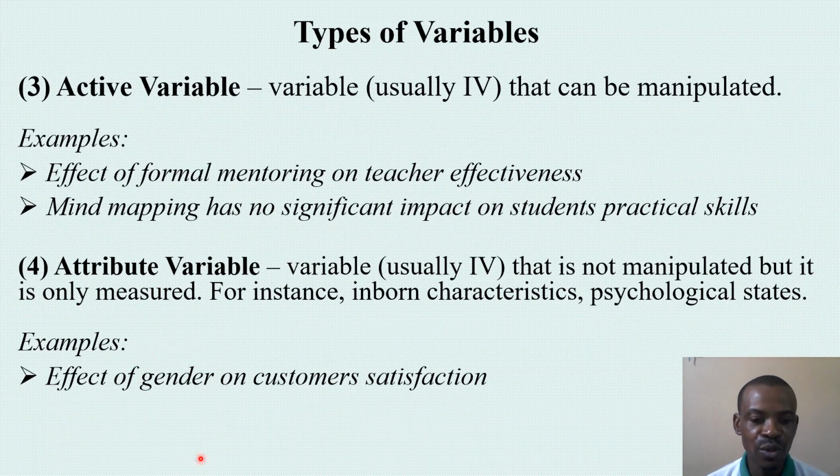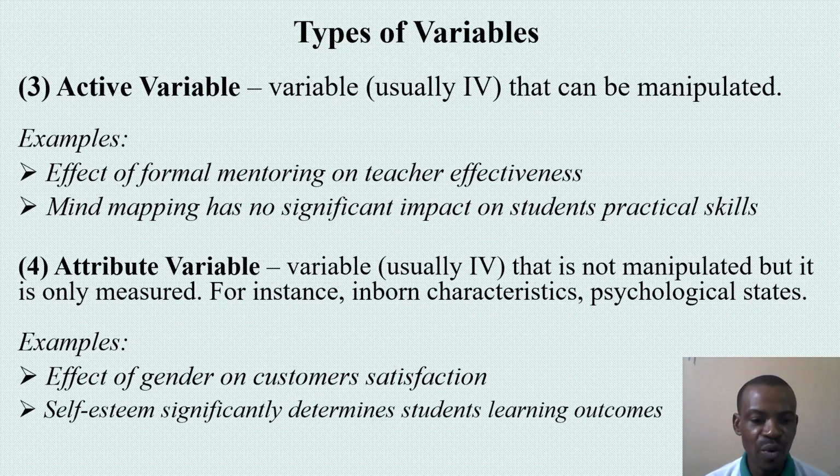Another example we can have here is self-esteem significantly determines students' learning outcome. Here, self-esteem is a psychological state or psychological condition of an individual. So remember, inborn characteristics and psychological states are aspects of attribute variables. So self-esteem here implies that it is an active attribute variable. So let's look at the rest of the types of variable for this lesson.